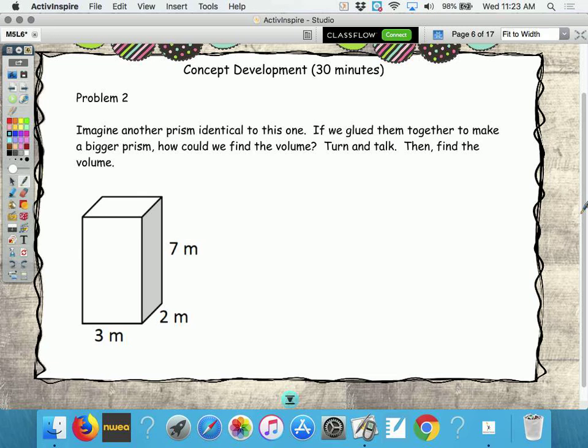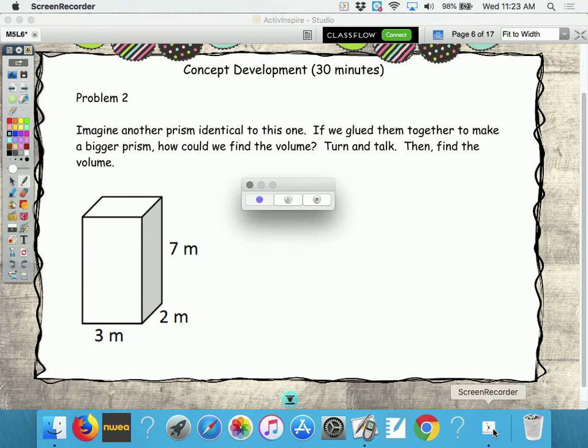Okay, imagine another prism identical to this one. So just right beside it. I could even copy and paste it, couldn't I? And if we glued them together to make a bigger prism, how could we find the volume? Turn and talk. So talk to your table group about how you would.